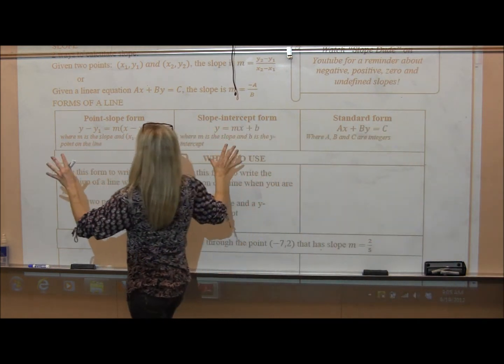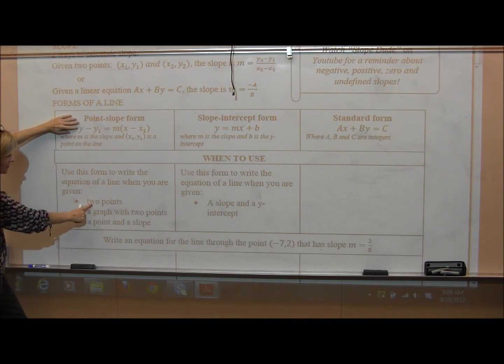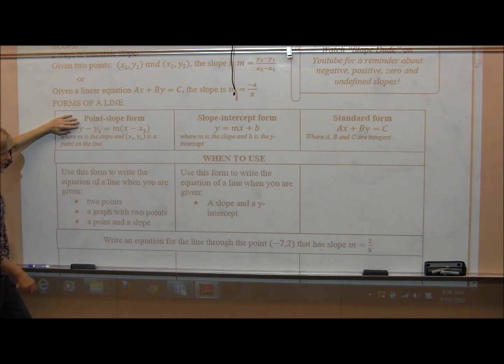Okay, so this is a review. Everything here you should have seen in Algebra 1, but it's been a long time since Algebra 1. It was second semester Algebra 1, but I know that it's been a while. So this is point slope form. You're going to use this form when you're given 2 points, and you have a whole section on this in the homework, when you're given a graph with 2 points identified, or a point and a slope. So point slope, that's your clue when it's a good time to use point slope form.